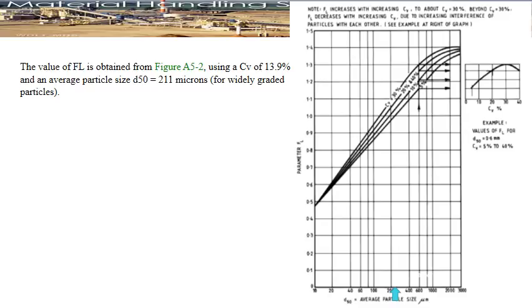So first, we find the value of the average particle size, 211. Then we draw a line to the 13%. So I took the 10% approximately. If you are going to get something above 15%, go to the 20%. Sketch a line, sketch another line, and you will find that the value is going to be something about 104.